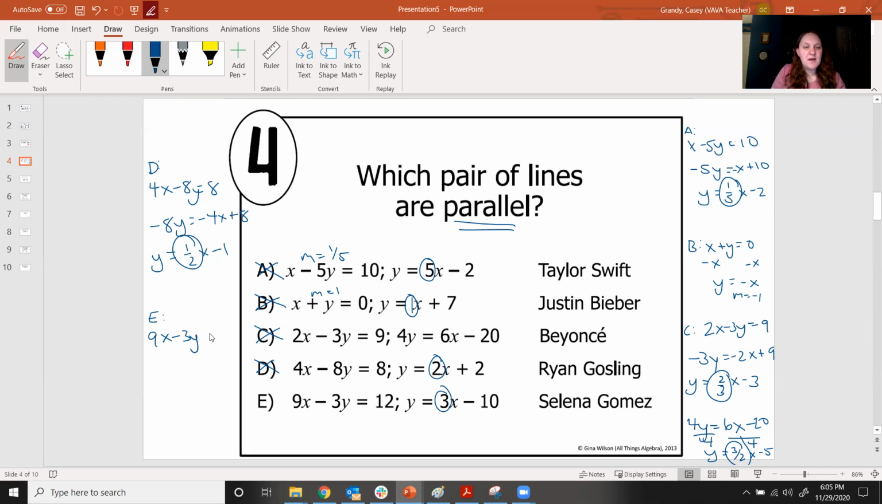9x minus 3y equals 12. Subtract 9x from both sides. Divide both sides by -3. -9 divided by -3, +3. 12 divided by -3, a -4. So the slope here is 3. The slope here was 3. Those are the same slope, so our answer is E.